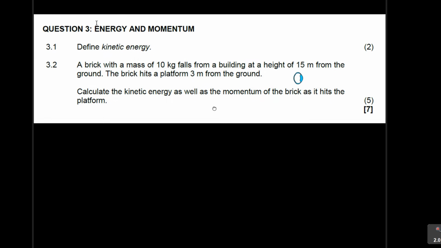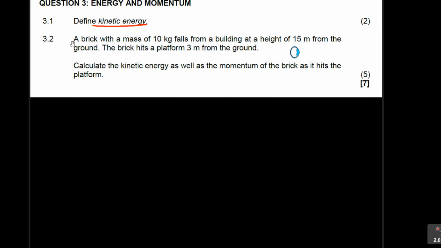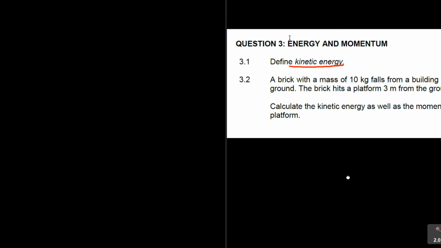There is another question. Define kinetic energy. Here we did define it: the energy an object possesses due to its motion. And then the question here says a brick with a mass of 10 kilograms falls from a building at a height of 15 meters from the ground. The brick hits a platform 3 meters from the ground, and then calculate the kinetic energy as well as the momentum of the brick as it hits the platform. Again, I think I can do it here.